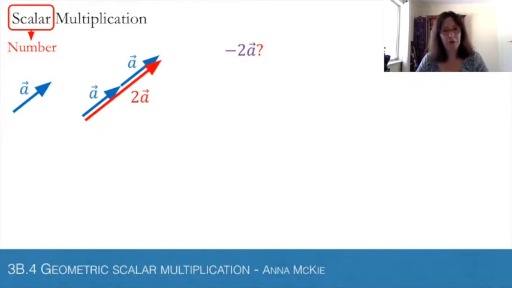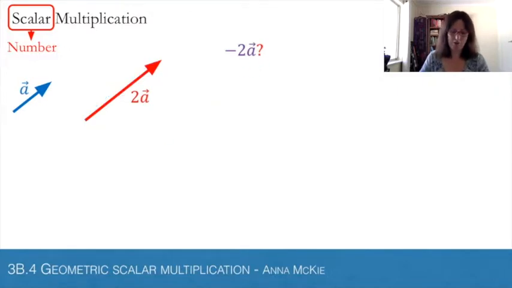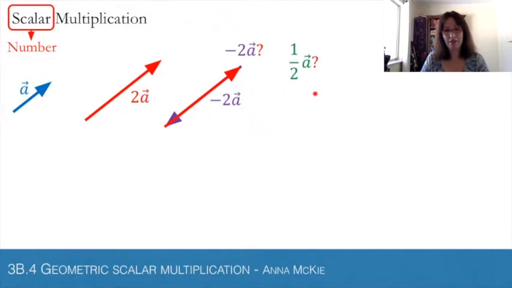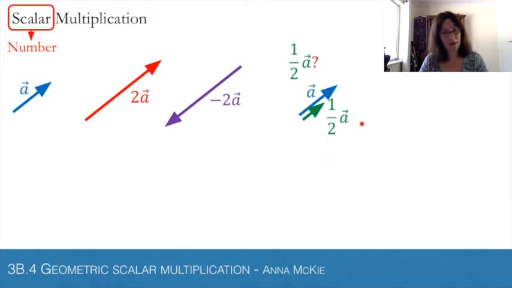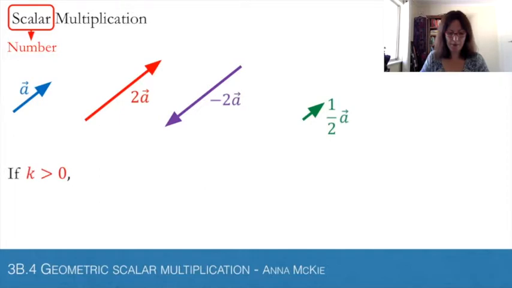Well, what about negative 2A? The scalar multiplication here is of a negative 2. So it's vector A in the negative direction twice. If that would be 2A, then our negative 2A would have the same magnitude, but in the opposite direction. What about a half of A? Think about what A would be, and you want half of that, half the magnitude. So there's A, half A, going in the same direction, but it's half the length. So there's the four that we've talked about there.